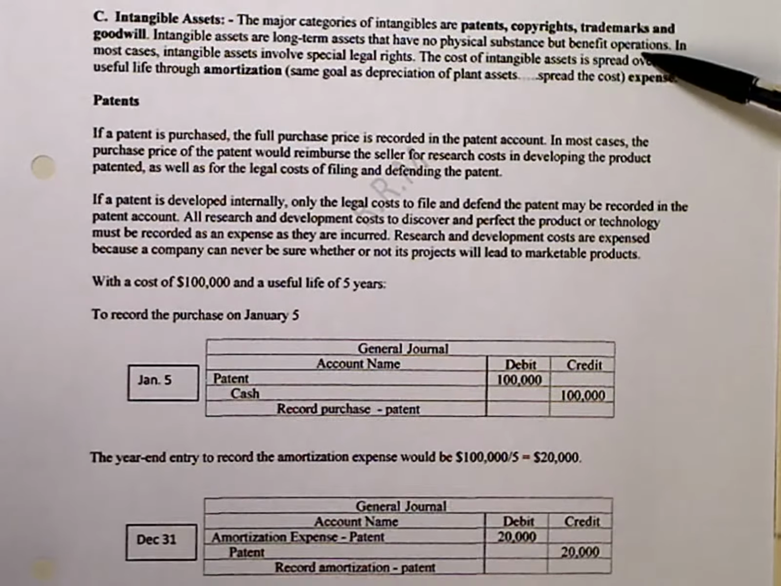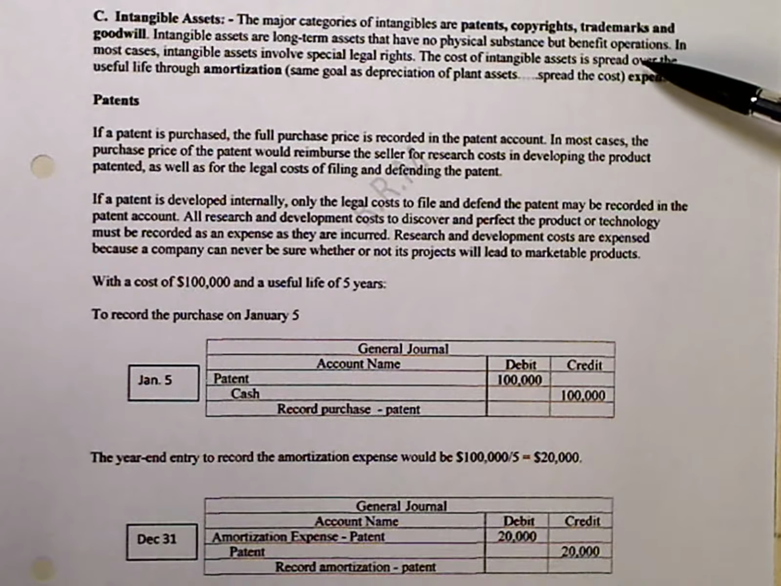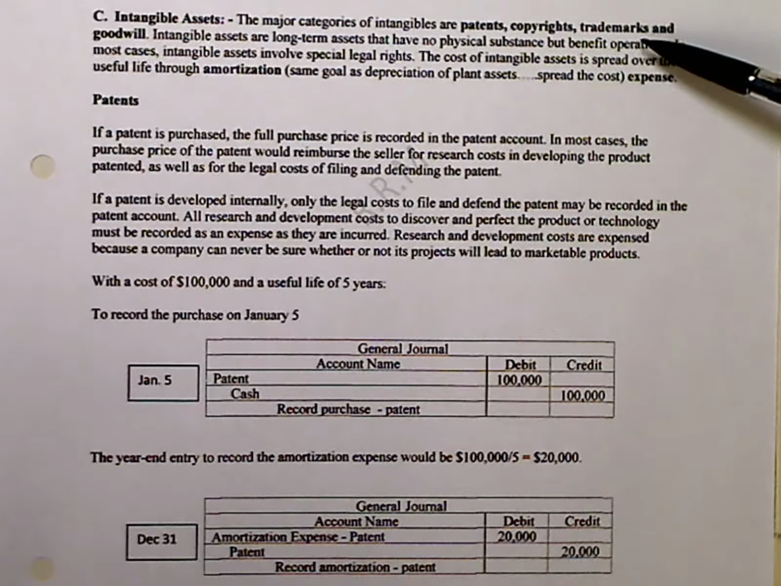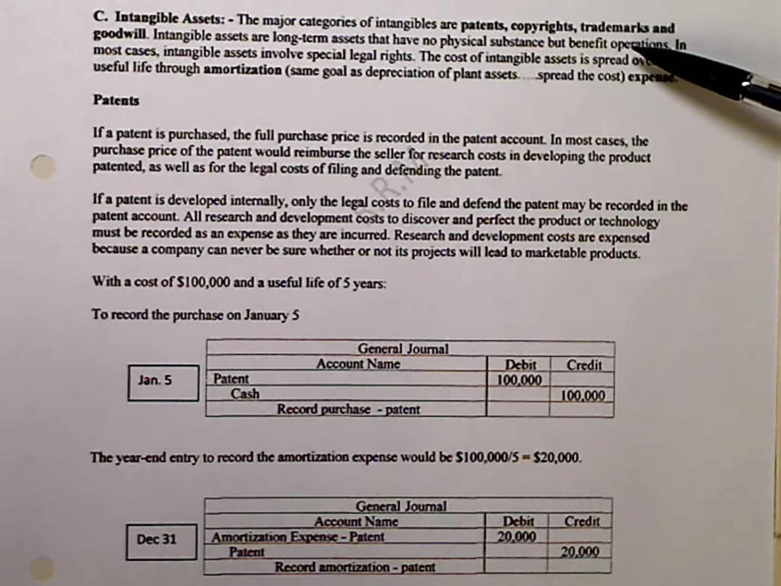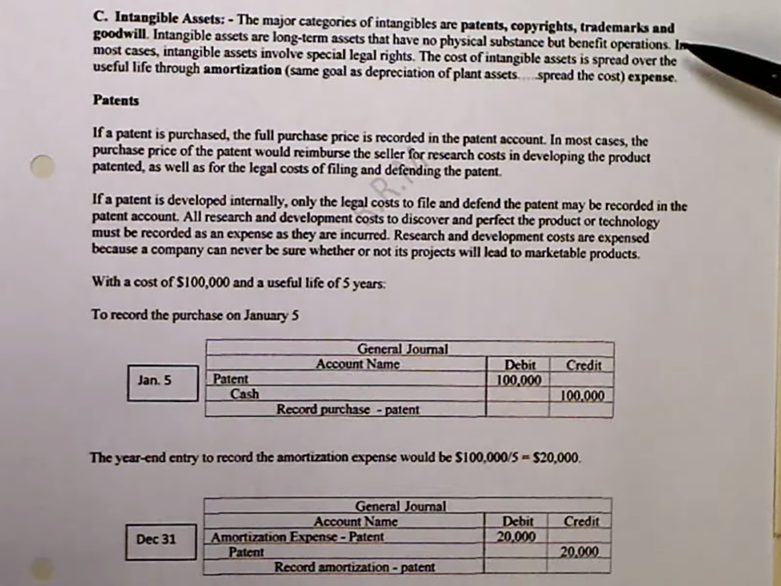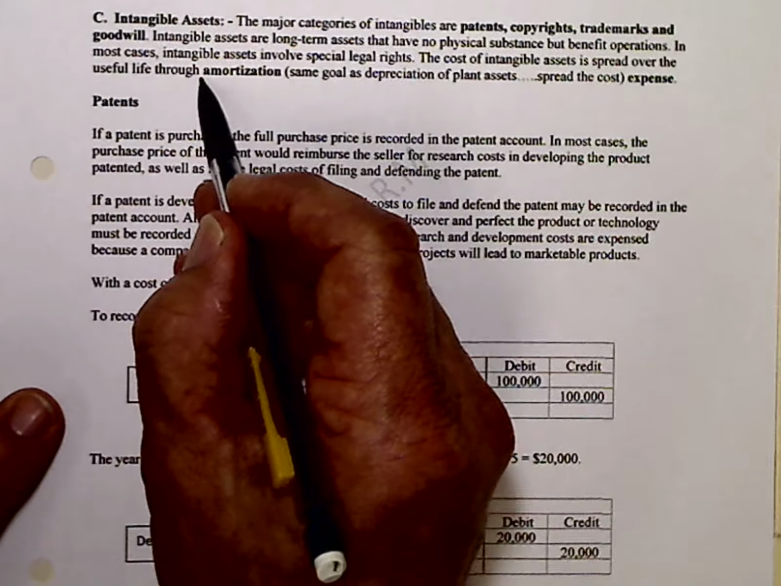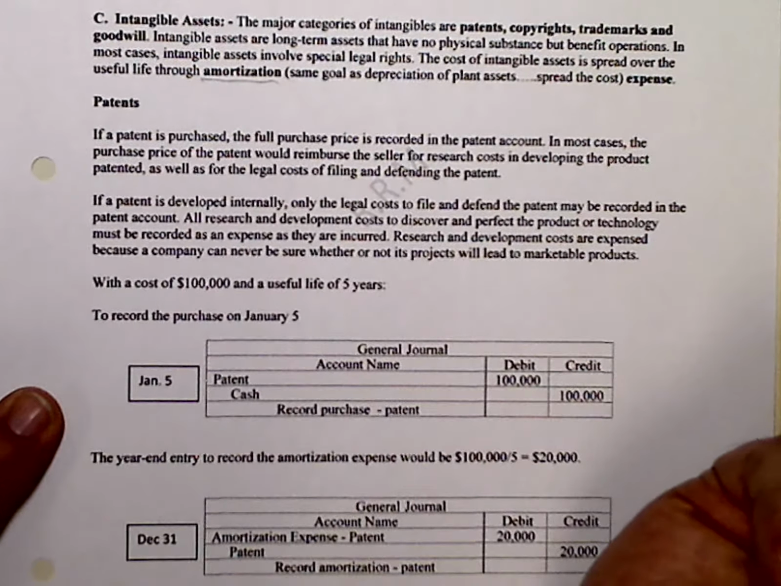Intangible assets. Can't see them, feel them, taste them, or anything else. Okay, they're valuable. They're assets. They're intangible. And when we spread intangible assets, we call it amortization.